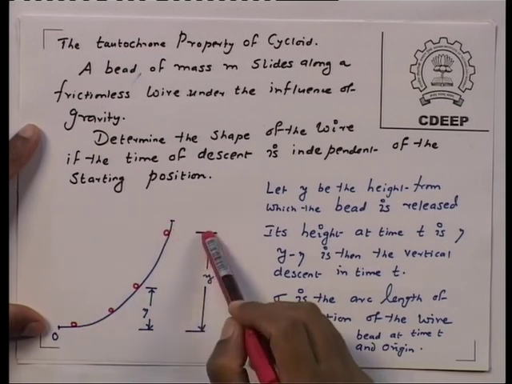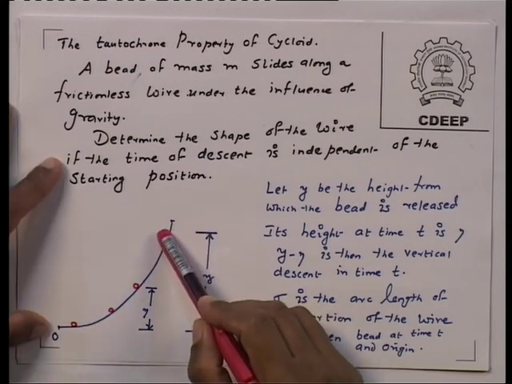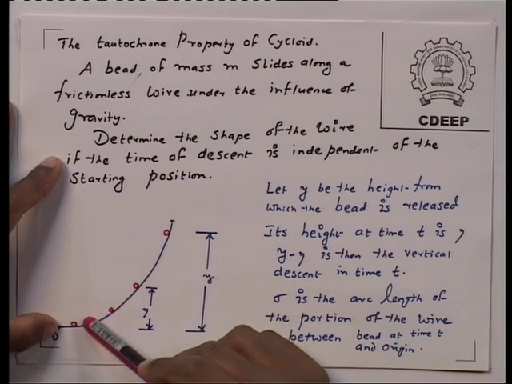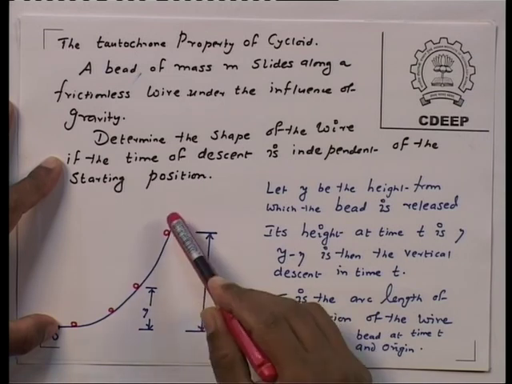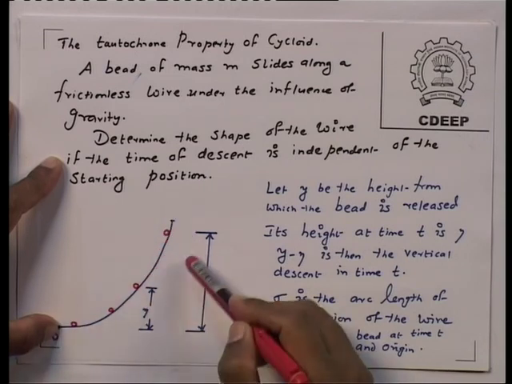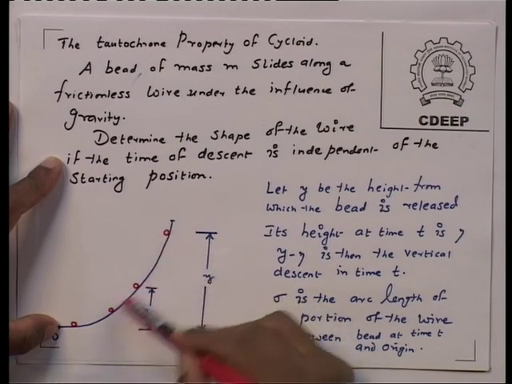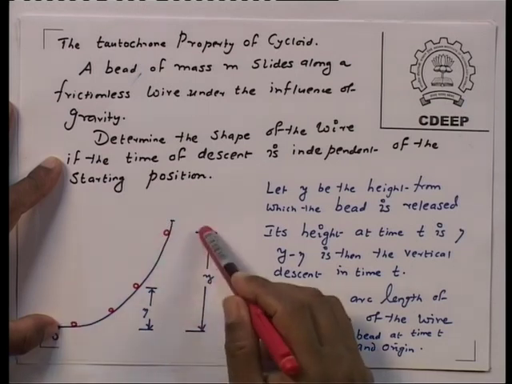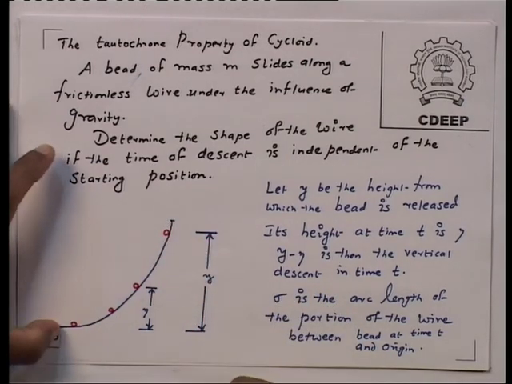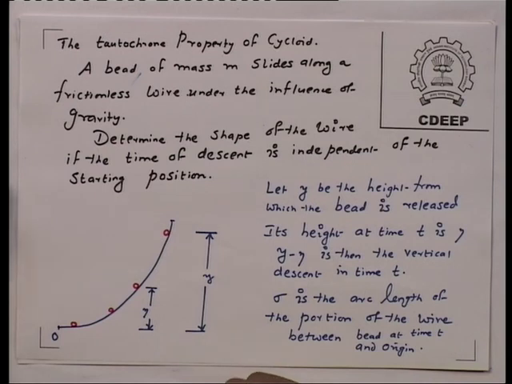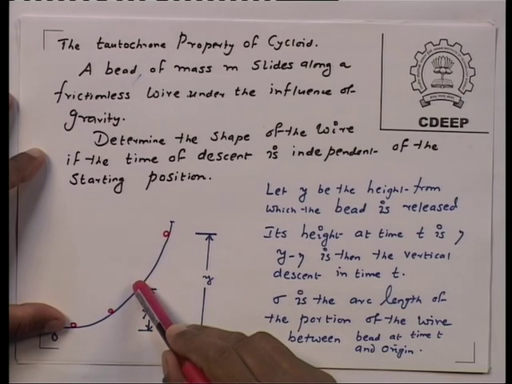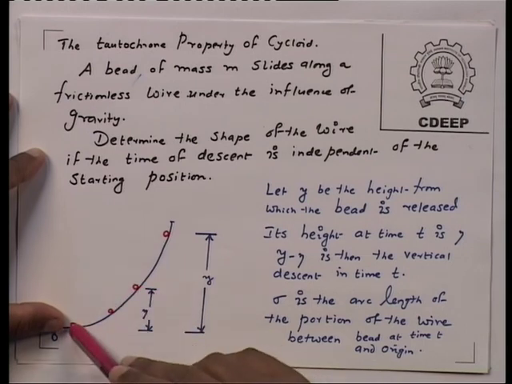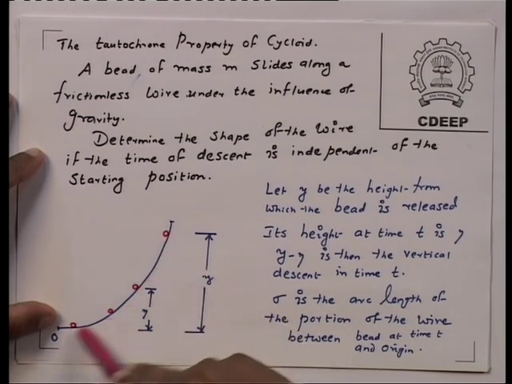Take a general starting position, it is y, and the bead slides down, and the time taken for the bead to slide down in general will depend upon y, but we want to shape the wire in such a way that the time of descent is independent of the height of release. Whether you release it from here, or from here, it should not make any difference. It should take the same time to come down.